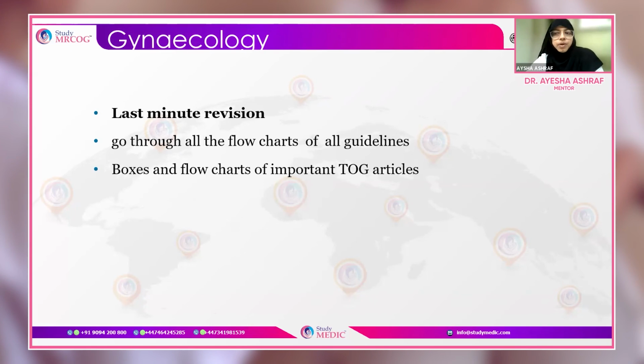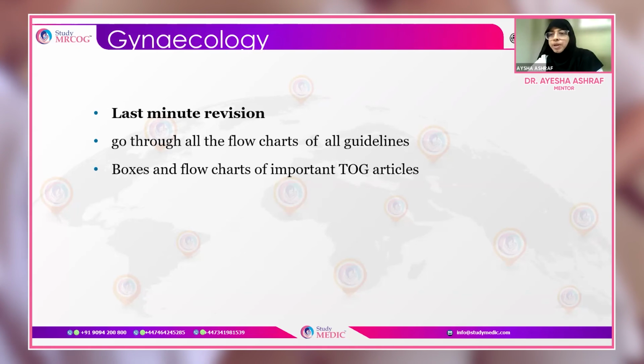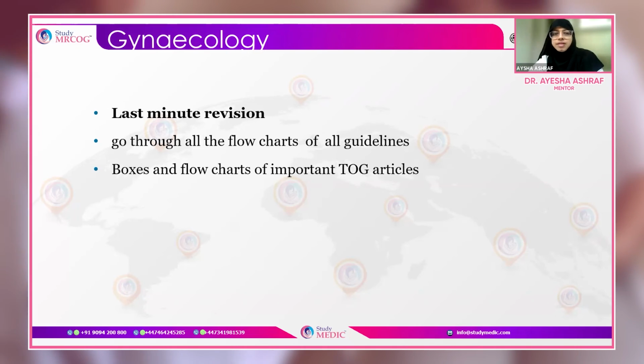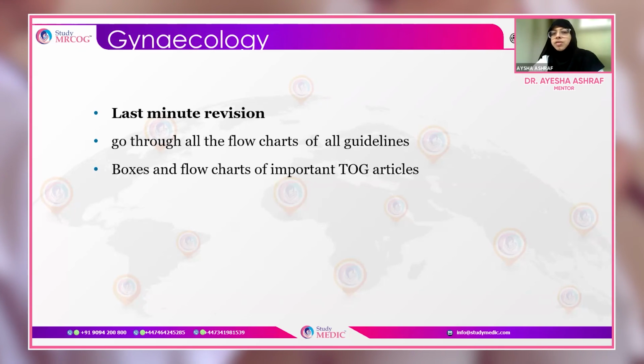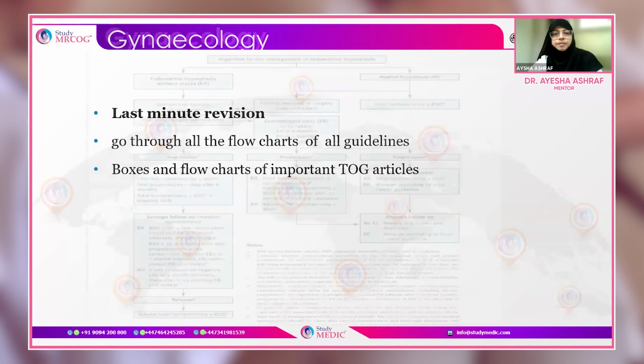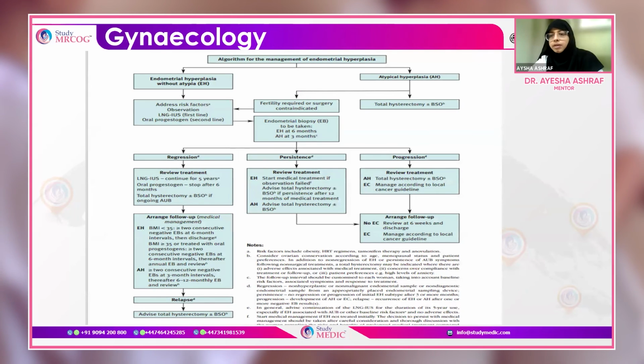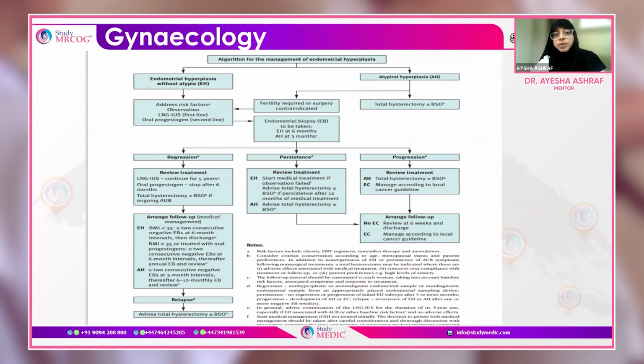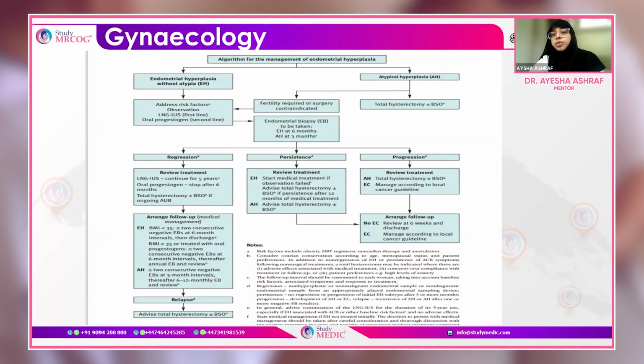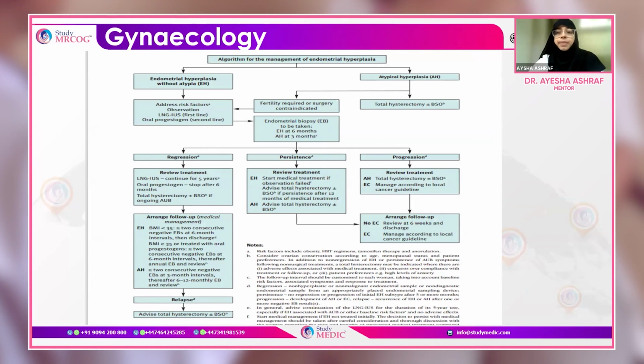So we finished talking about the types of stations. And now let's see how you make a last-minute revision. What I suggest is that you go through all the flow charts of all guidelines and boxes and flow charts of important TOG articles. For example, here we see management of endometrial hyperplasia. Look at the flow chart: endometrial hyperplasia without atypia and with atypia. With atypia, the treatment would be total hysterectomy with or without bilateral salpingo-oophorectomy, depending upon the age of the patient.